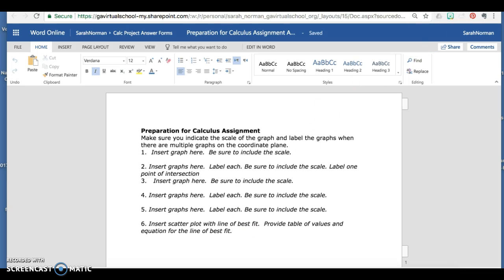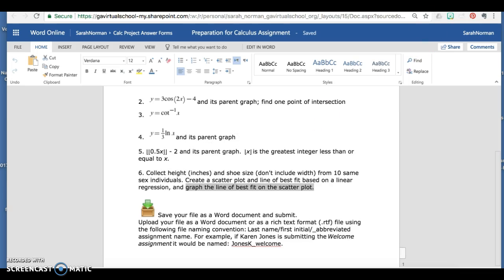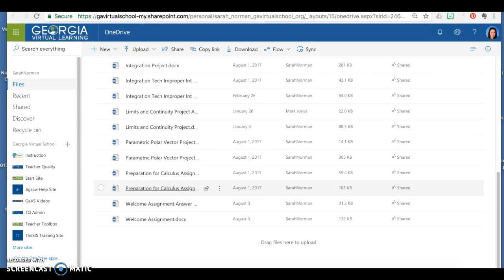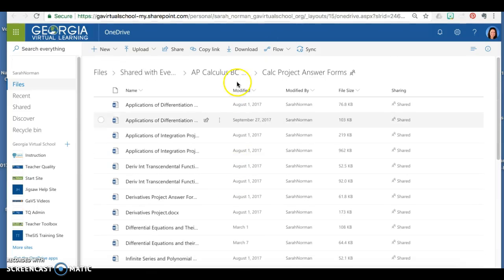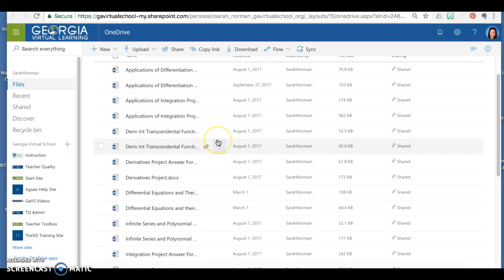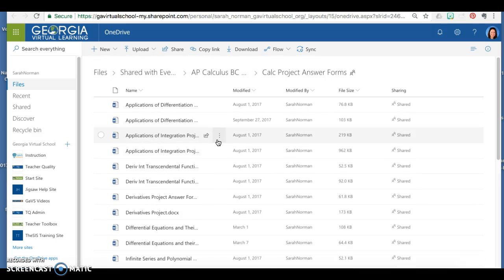If you're wondering where I got these files, although they are in the course, you can also go to those AP Calculus BC help files and click on Calculus Project Answer Forms, and you'll see all of the projects for the entire course, first semester and second semester.